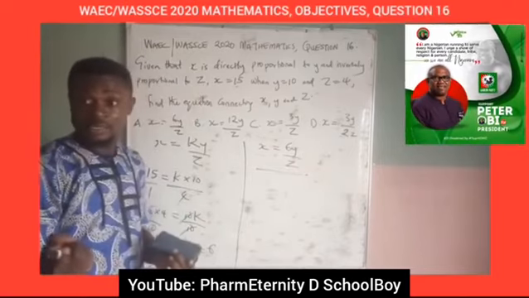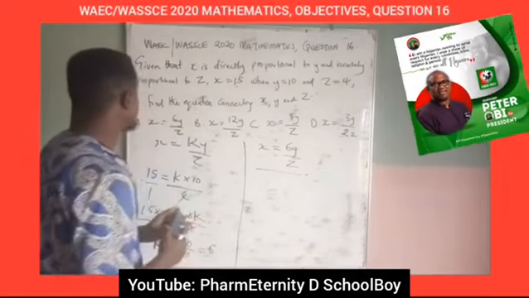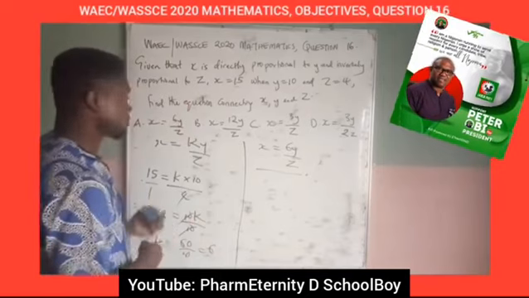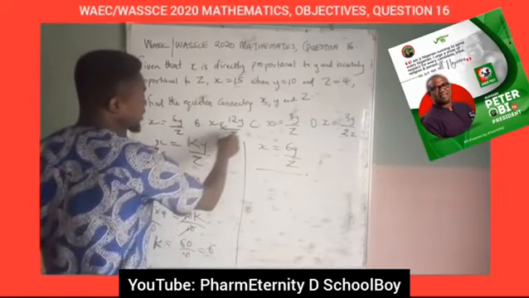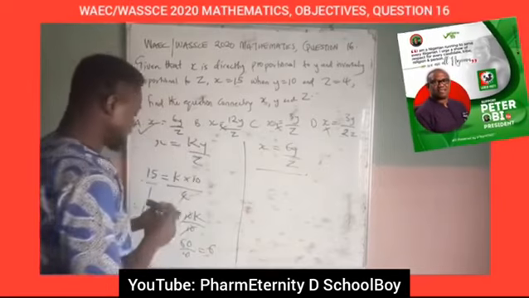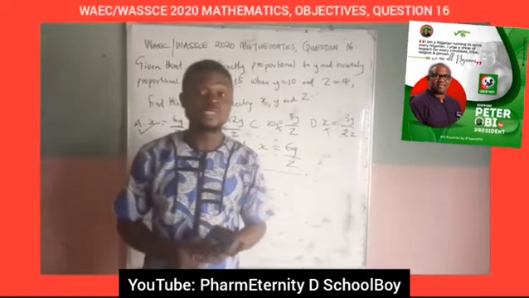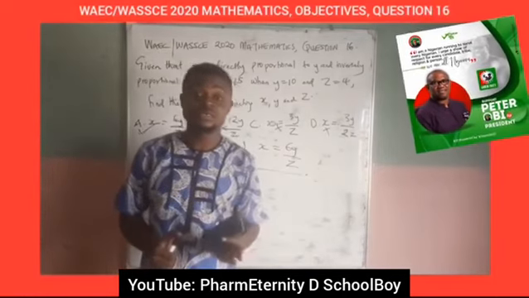Is it clear? Any confusion? So which one is the answer now? It's not this, it's not this, it's not this. It's A. x is equal to 6y over z. Any question?